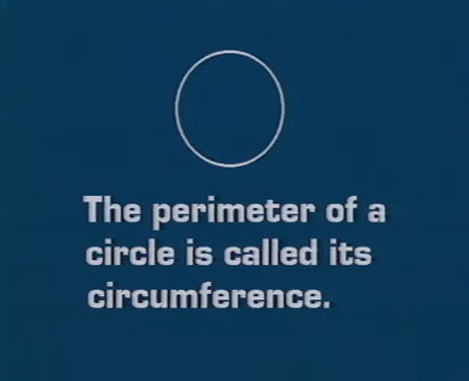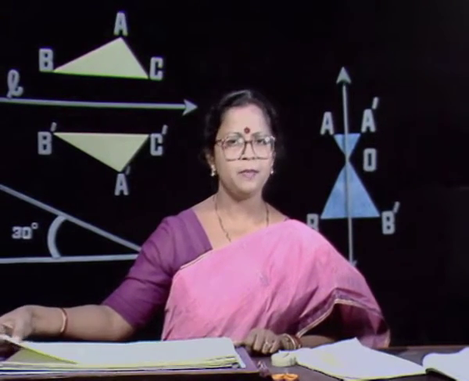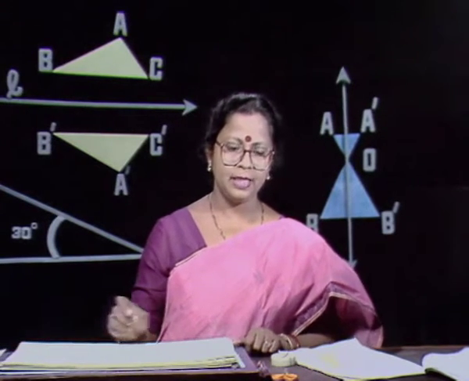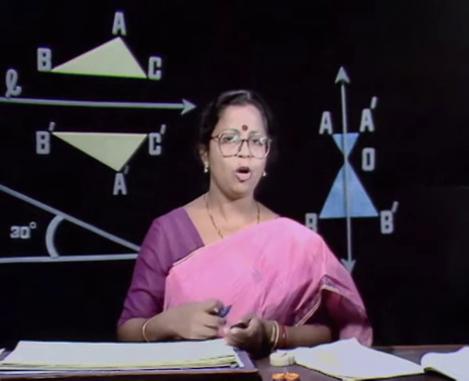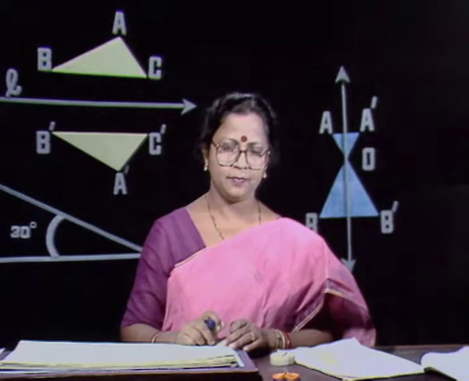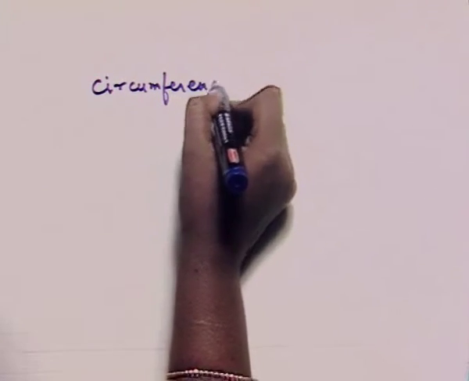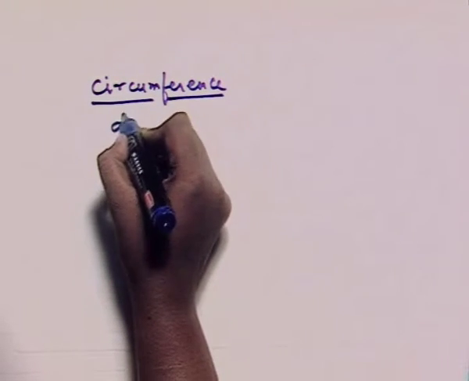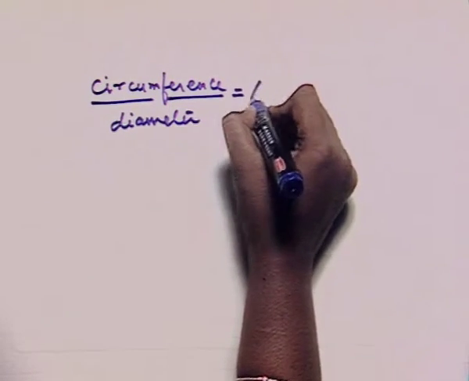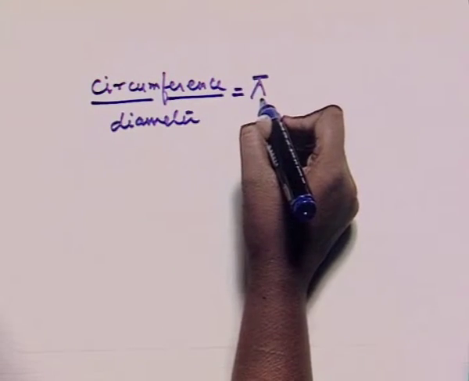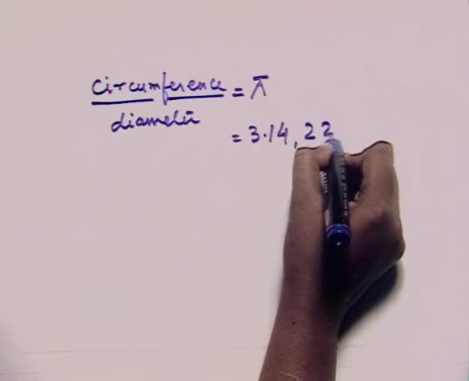The perimeter of a circle is called its circumference, but this method does not always give us accurate result, maybe due to personal or instrumental fault. In our previous classes, we have learned that the ratio of the circumference of a circle to that of its diameter is always same irrespective of the size of the circle. So, if this is the circumference of the circle, its ratio to its diameter is always same, and we denote it by a Greek letter pi. It is an irrational number and its value is approximately equal to 3.14 or 22/7.